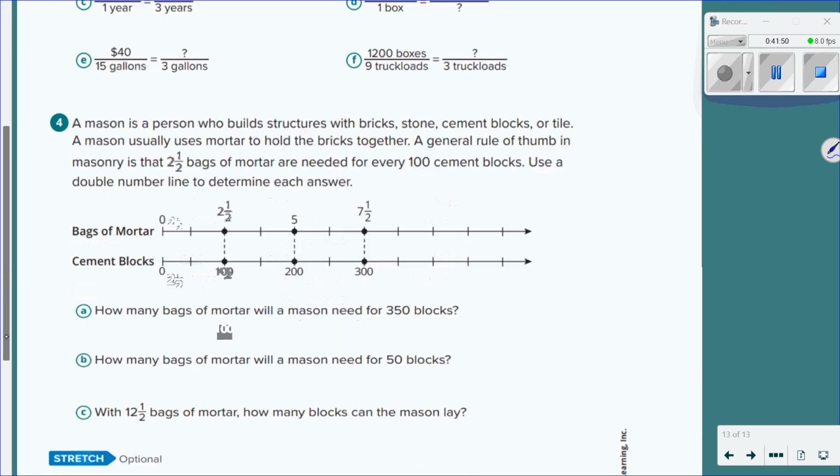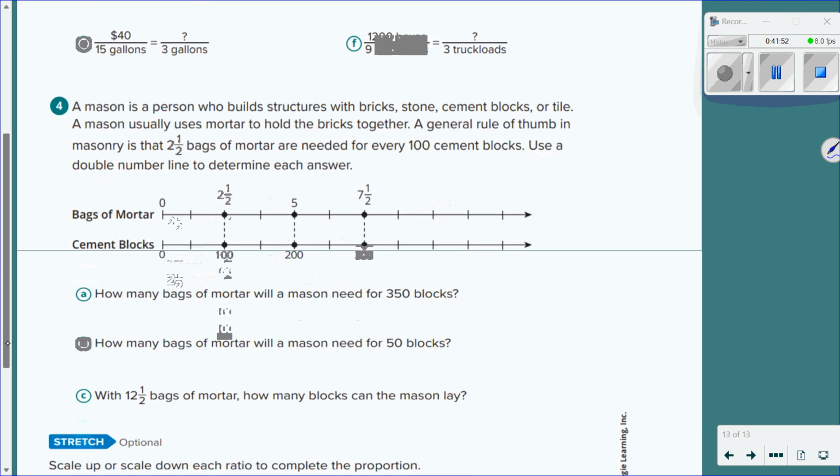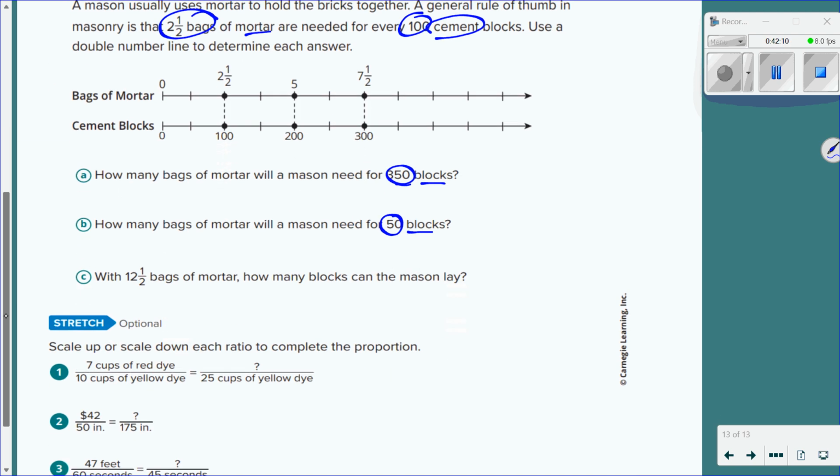And the last one, they started your double number line. So you'll need to finish your double number line, but it's basically 2.5 bags of mortar for every 100 cement blocks. And then they've given you different numbers. So 350 blocks, 50 blocks, which are going to be between the intervals. So just realize that's what you're doing. Same with 12.5 bags of mortar. You don't need to write down what he's writing down on your homework.